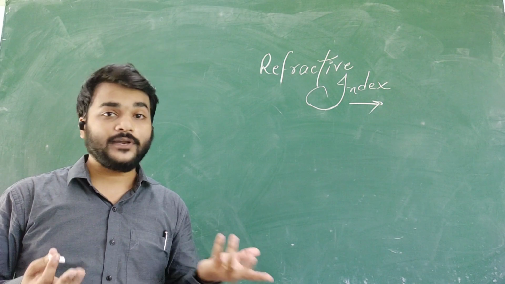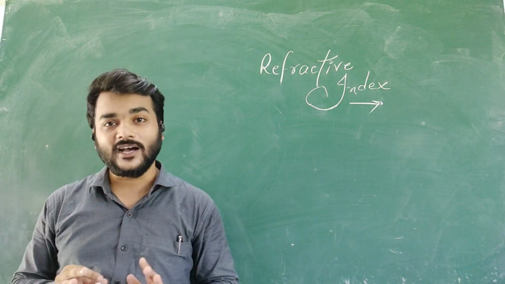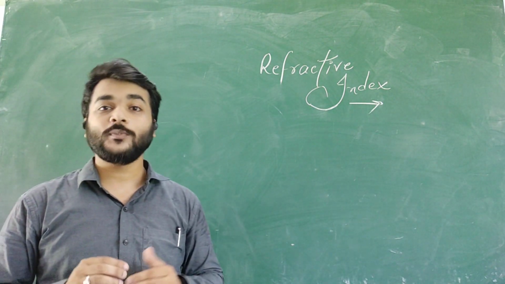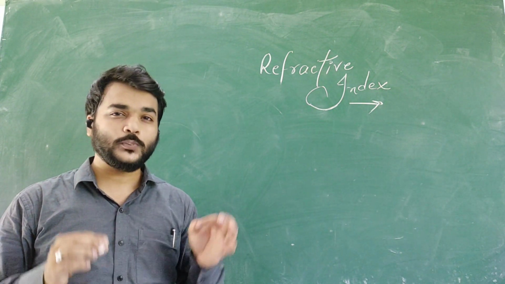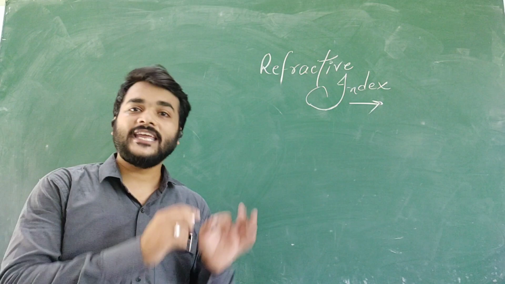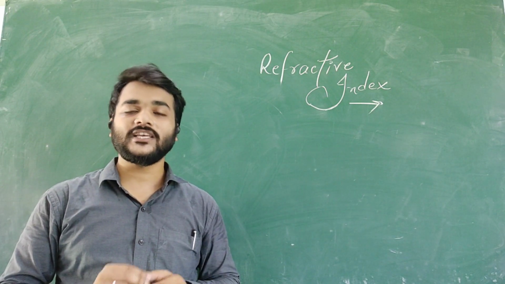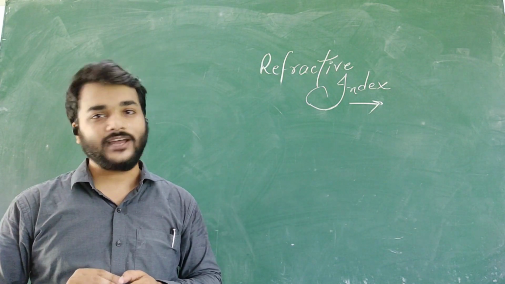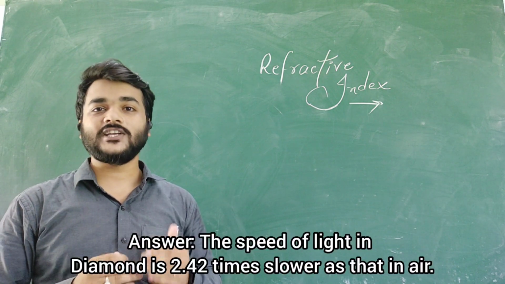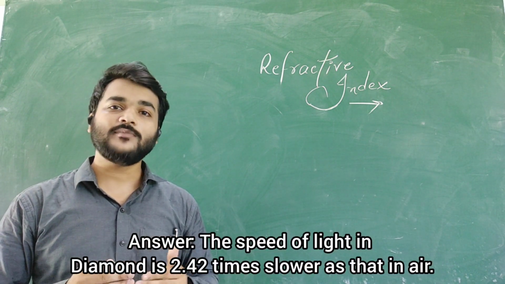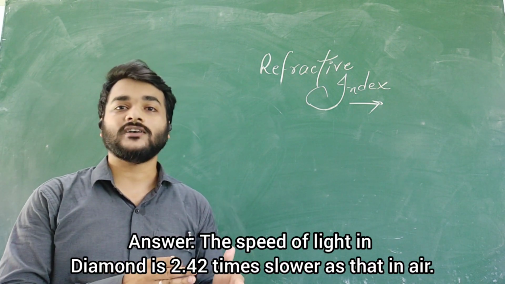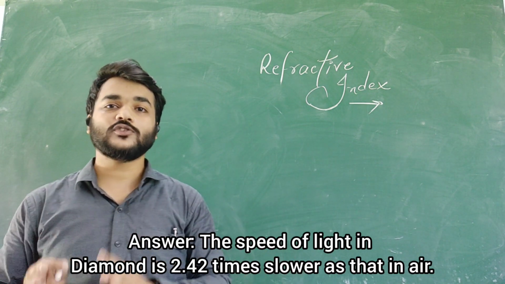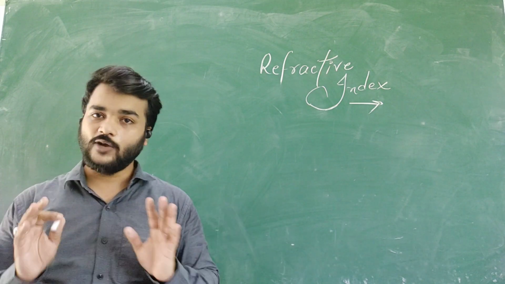Now how much less? You have told that the speed of light in diamond is less as compared to air and vacuum. How much less? Now you see this is refractive index 2.42. The speed of light will be that many times less as compared to air and vacuum. Okay, so the speed of light in diamond will be 2.42 times slower as compared to the speed of light in air. I hope you all understood.